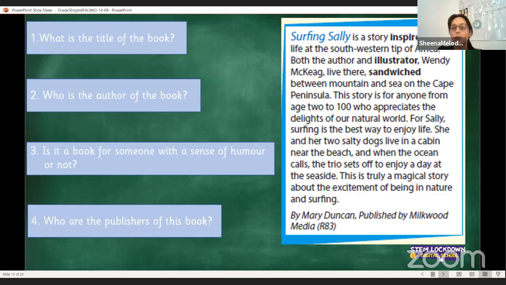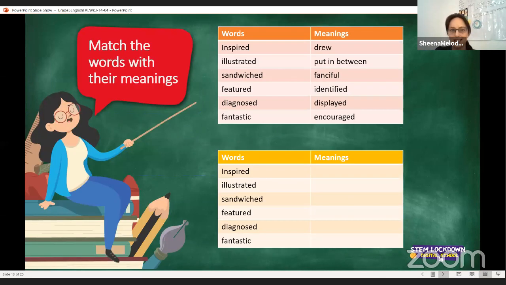Okay, so who are the publishers of this book? Who are the publishers? So who printed this book? Okay, now remember, give me the whole word, not just half a word. Okay, yes, it's Milkwood Media. Well done. That was easy peasy, lemon squeezy. Okay, so now let's get to the real nitty-gritty.